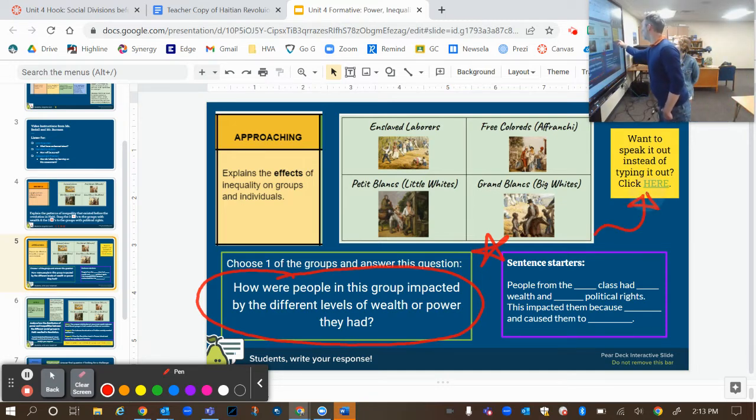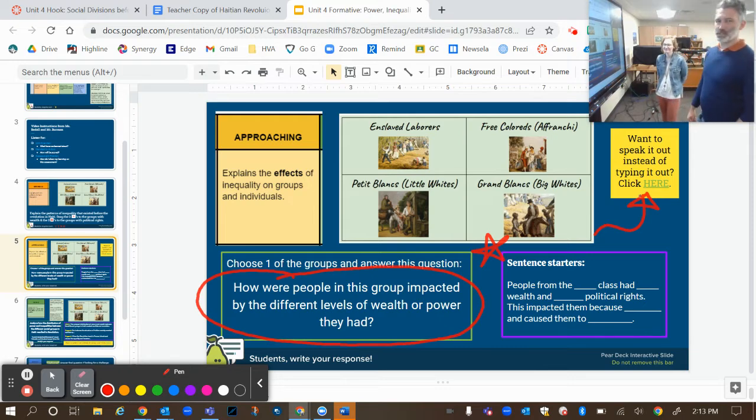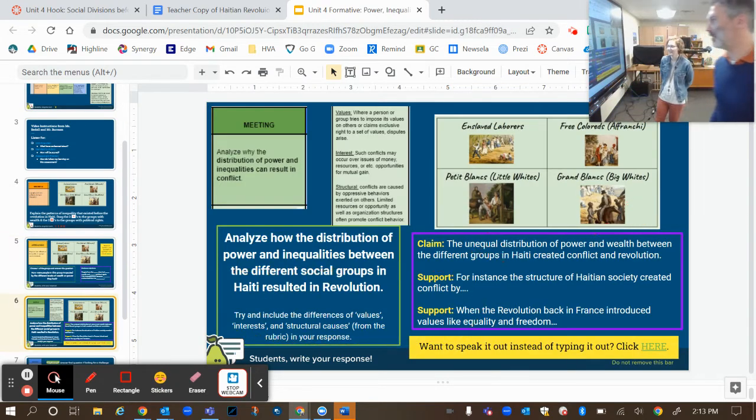Also, not very many people take us up on this offer, but if you would just like to talk about this instead of write about it, feel free. Just click there, record your answer. It'll actually just do a screen capture, just kind of like this is, and it's an option that's always available for you. You want to take this next one?